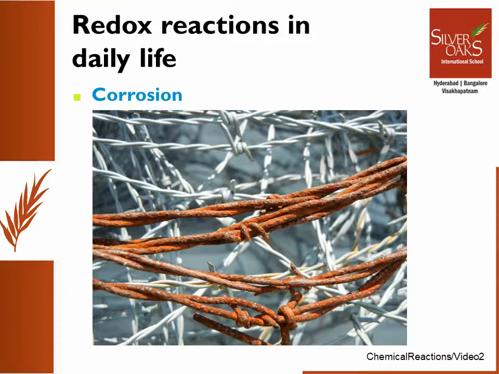An example of redox reaction in our daily life is corrosion. You must have seen the rusted pieces of iron which are covered with a brown flaky substance. This brown flaky substance is rust. When iron reacts with atmospheric oxygen, it forms iron oxide, which is rust. In this reaction, the speed is increased when water is present in the surroundings.